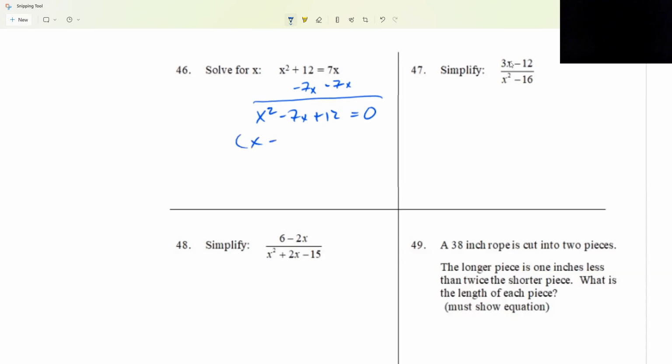So x minus 3, x minus 4 is equal to 0. X minus 3 is equal to 0, so x is equal to 3. X minus 4 is equal to 0, so x is equal to 4. Okay, you're done.